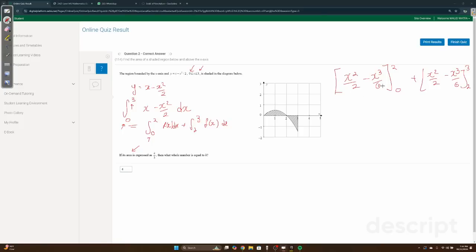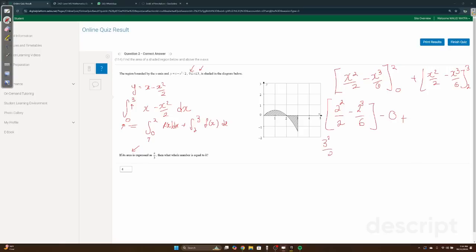So let's start from 0 to 2. From 0, it's just going to be 0. Remember, why am I starting with 0? You start with a higher number first. For 2, we're going to do 2 squared over 2 minus 2 cubed over 6, minus 0, right? Plus, I'm going to continue down here.